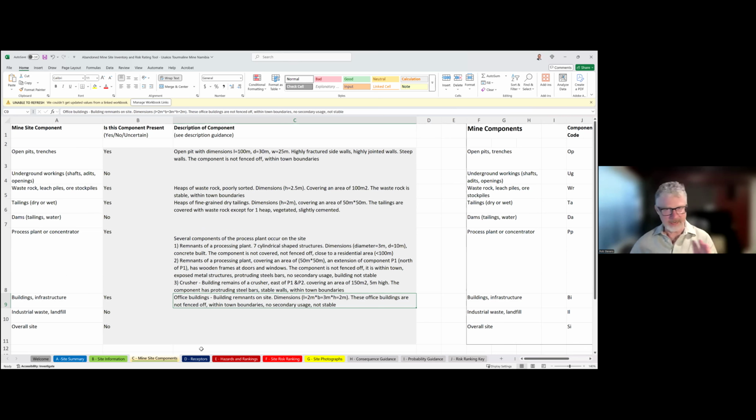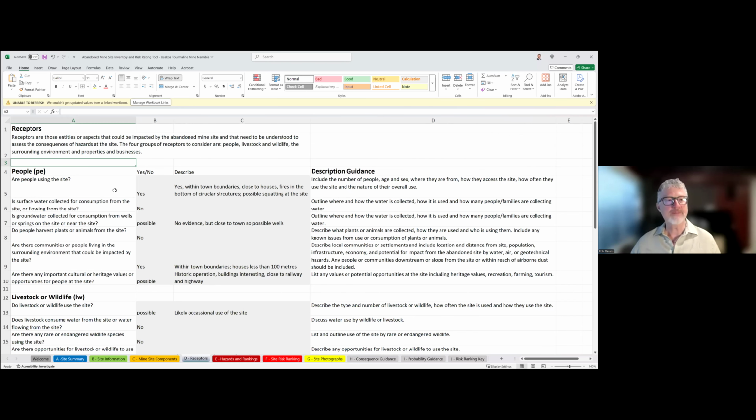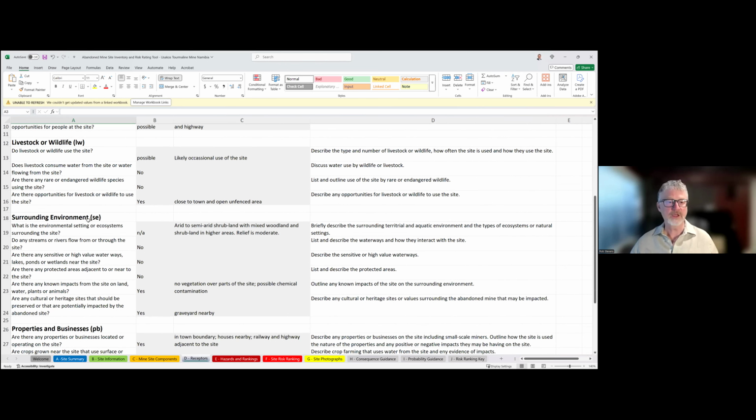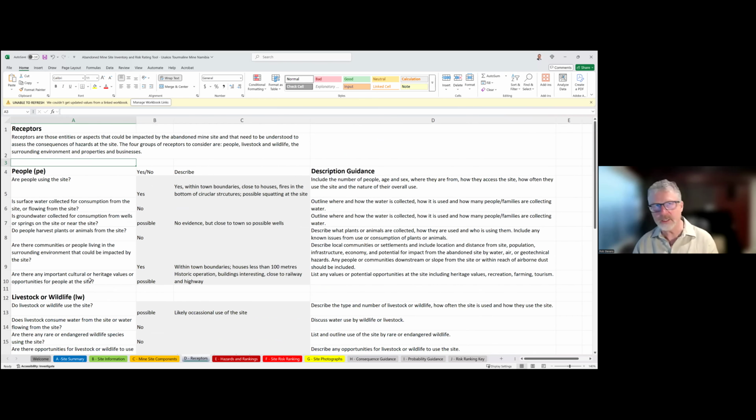All right, so we've kind of now got a sense of what's there. The next one we go to now are the receptors. So remember, in the risk assessment, the receptor is about the consequence part. Who or what could be impacted by those hazards at the site? So this tab is about understanding now how people, livestock and wildlife, the surrounding environment, or properties and businesses could be impacted by the, well, actually, we're not talking, sorry, let me backtrack. We're not talking here about how they could be impacted. They have the potential to be impacted, so we want to understand how they're using the site.